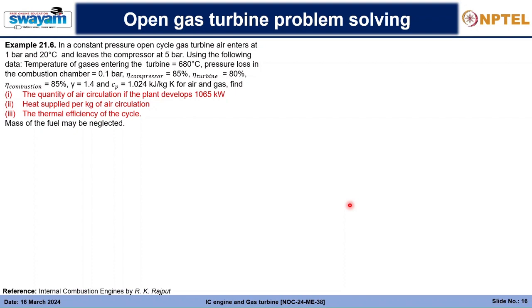Okay, that's a good piece of information, because work output is the work output from the turbine minus the work output from the compressor. We can use that in a relationship. Then we need to find the heat supplied per kg of air circulation, and the thermal efficiency of the cycle. The mass of the fuel may be neglected. Okay, let us take 1 minute to think about this question and find the answer.